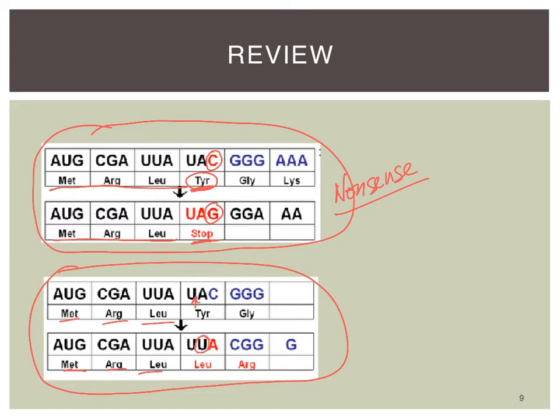And what it does is we get a frame shift mutation. So everything is moving just a little bit. Rather than coding for UAC, it's going to code for UUU. This becomes CGG, and then we have this extra little base here. So again, this is an insertion, and it's a type of point mutation.